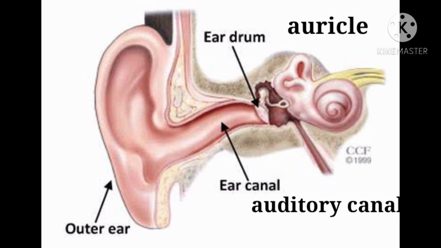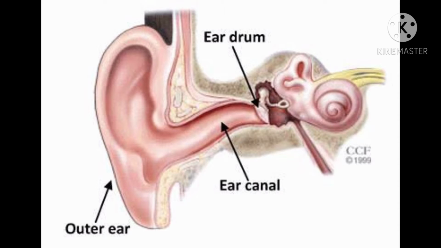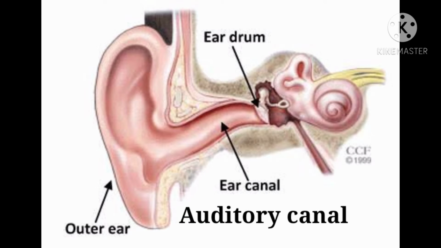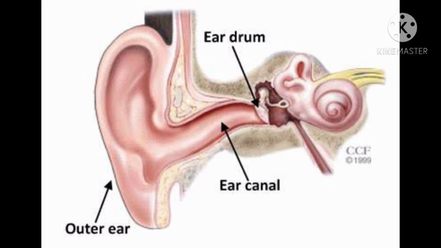The auricle is the part of the outer ear that protrudes from the side of the head. It gathers sounds from vibrating objects. It looks like a funnel. The sound enters the ear through the auricle. It goes into another part of the outer ear called the auditory canal. It is a narrow tube that starts at the inner side of the outer ear. The auditory canal carries the sound to the eardrum.